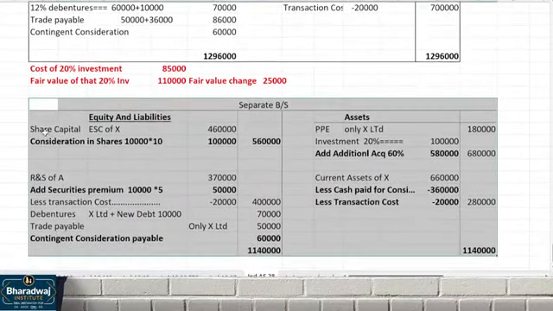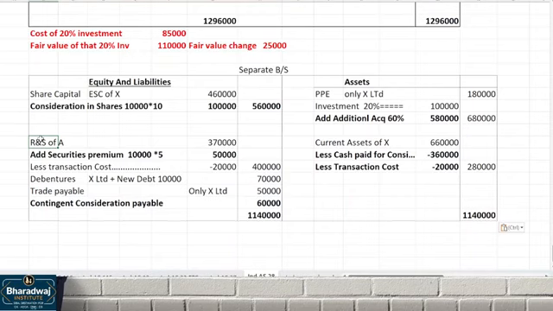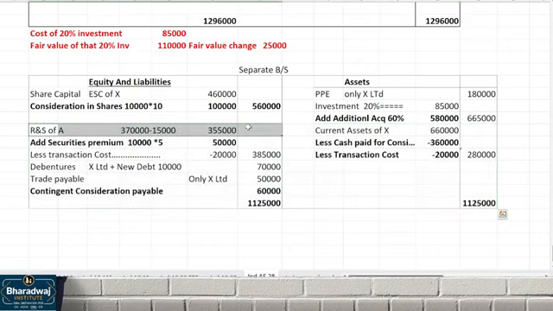The difference will be, this will be the same. Capital plus consideration will be what? Same. Reserves and surplus: 3,70,000 minus the 15,000, we'll take only what? 3,55,000. On the asset side, the 20% previously held investment will be how much? 85,000. This will be the difference. All the others are the same. Everything is the same as case A. Only difference: reserves and surplus change.